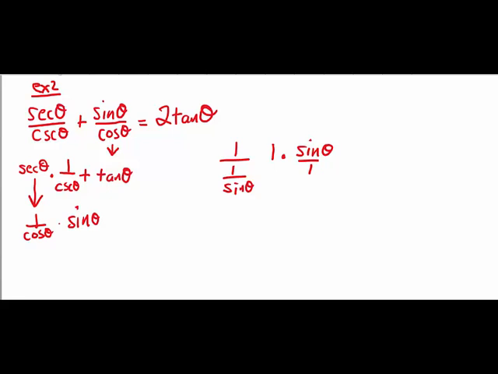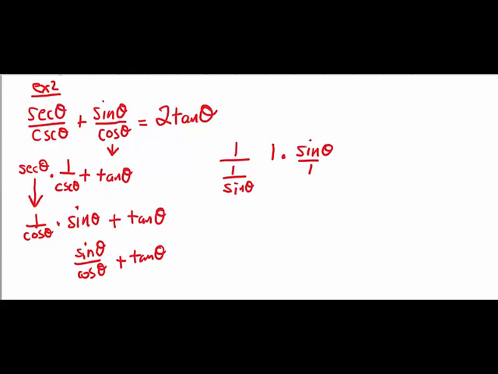Another way to think of it is that this is the reciprocal of 1 over sine. And flipping 1 over sine on its head, like we do with reciprocals, would just make it into sine theta over 1. And we wouldn't write the 1 in our final answer, but sometimes we put it there just for ease of use. So now I have 1 over cosine times sine theta over cosine theta. Well, that's just going to be sine theta over cosine theta plus tangent of theta.